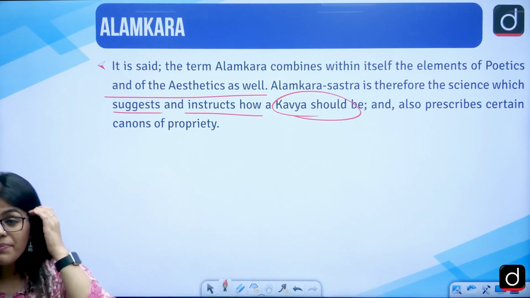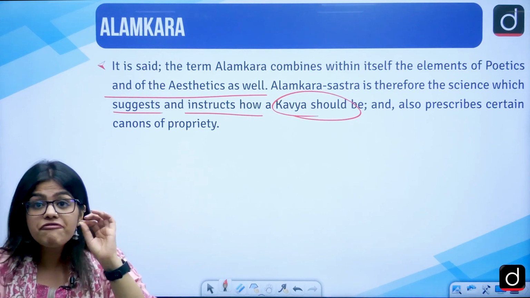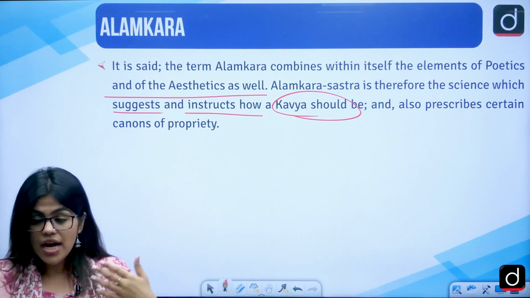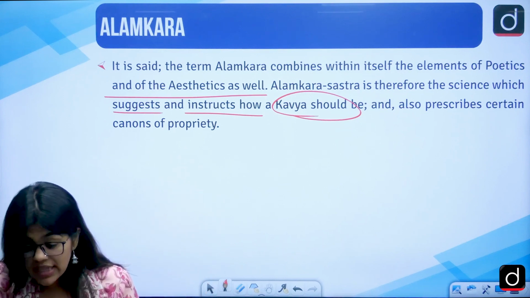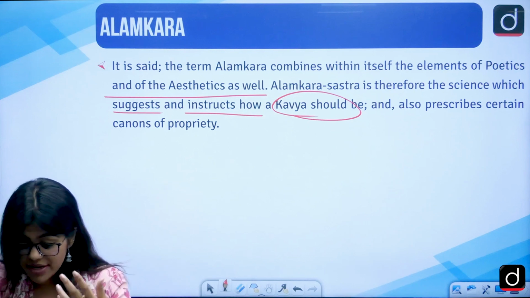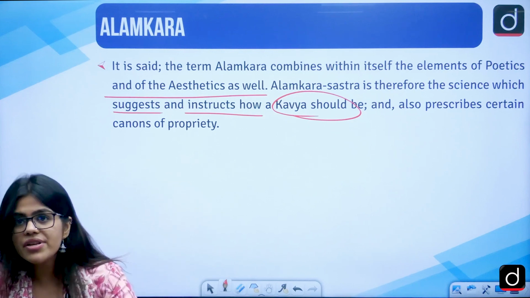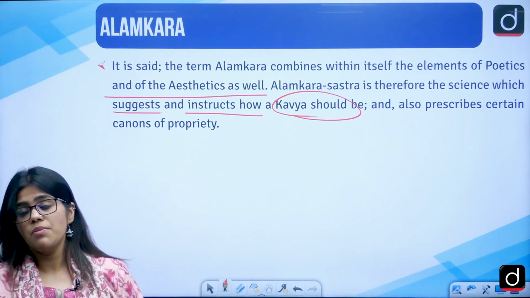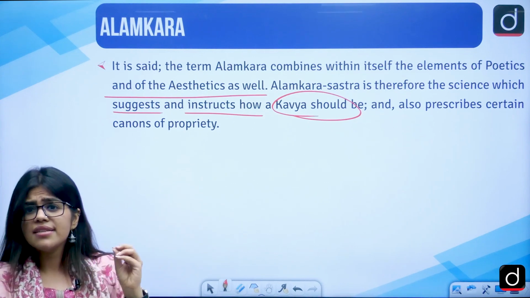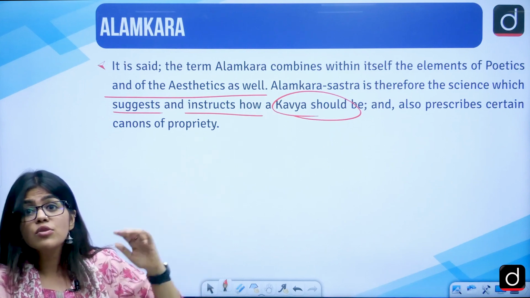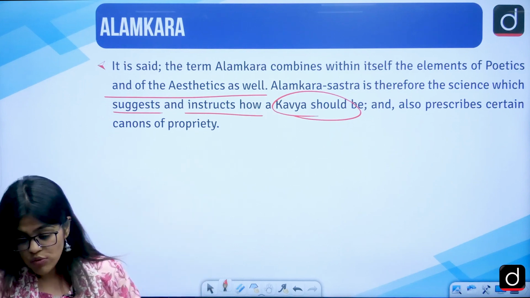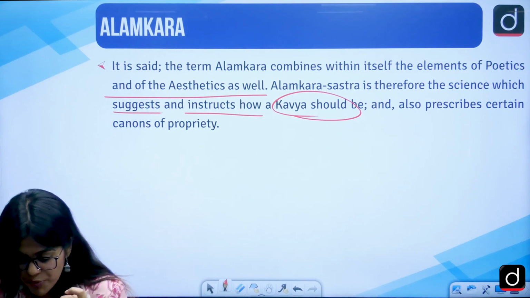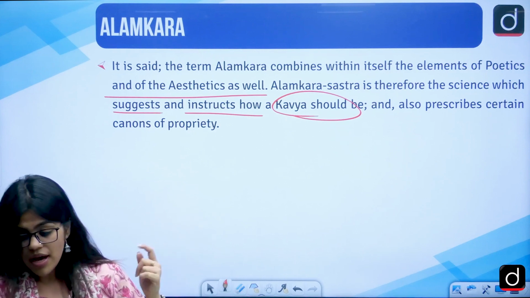Alamkara is basically referred to as the figure of speech. The word Alamkara stands for the thing of beauty. The rhetoricians have already been using Alamkara, while there is some criticism about it as well, because they think that Alamkara is only talking about the superficial beauty and not about the inner strength of the poetry, right? So there are some problems related to Alamkara as well.